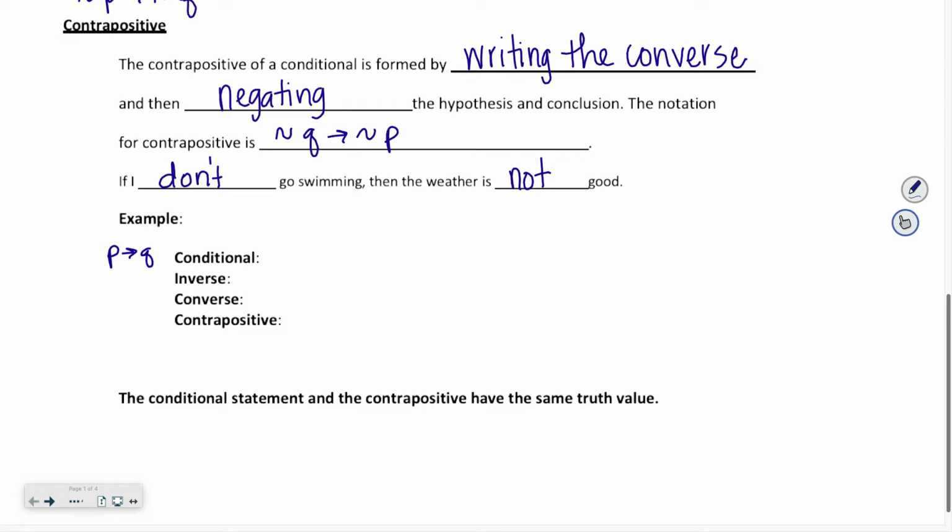If P, then Q. Okay, what's inverse? If not P, then not Q. It's not in the same order as your notes. All right, what's converse? If Q, then P. You're just switching the order. And then what's contrapositive? If not Q, then not P.